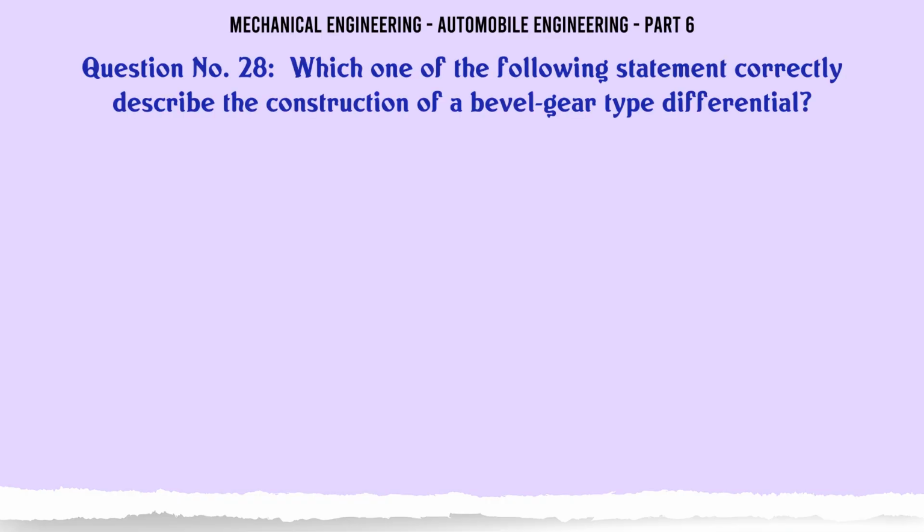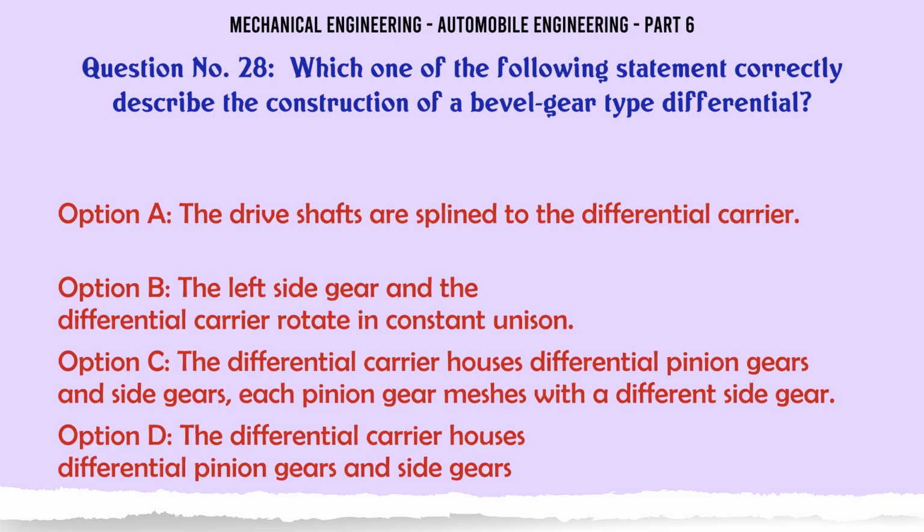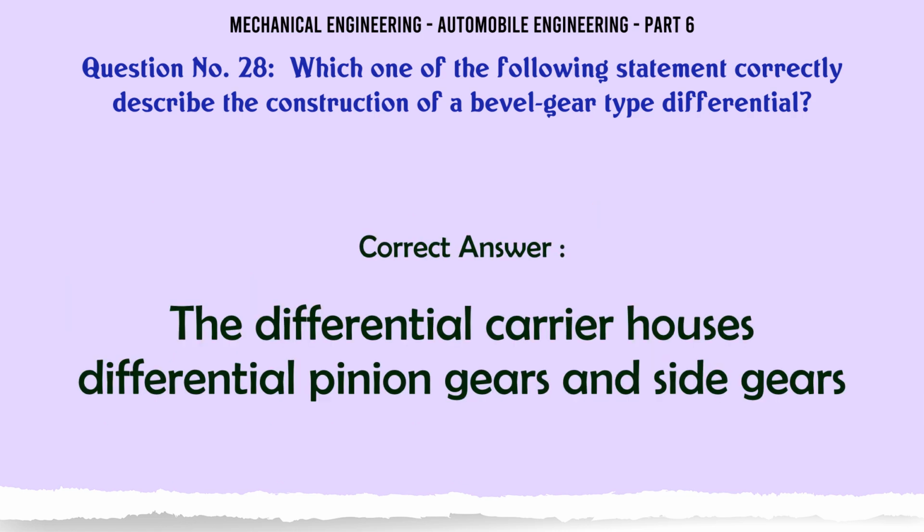Which one of the following statements correctly describes the construction of a bevel-gear type differential? A. the drive shafts are splined to the differential carrier, B. the left side gear and the differential carrier rotate in constant unison, C. the differential carrier houses differential pinion gears and side gears, each pinion gear meshes with a different side gear, D. the differential carrier houses differential pinion gears and side gears. The correct answer is the differential carrier houses differential pinion gears and side gears.